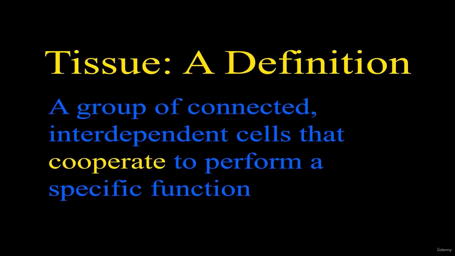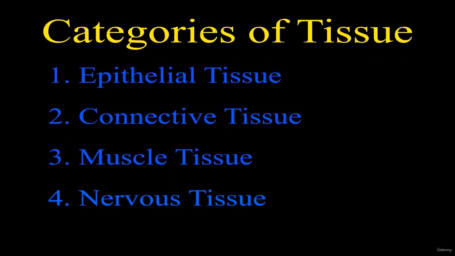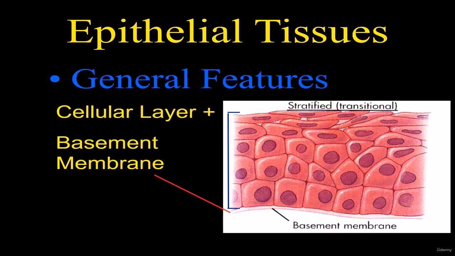Tissue, a definition: a group of connected, interdependent cells that cooperate to perform a specific function. Categories of tissues: epithelial tissue, connective tissue, muscle tissue, nervous tissue.